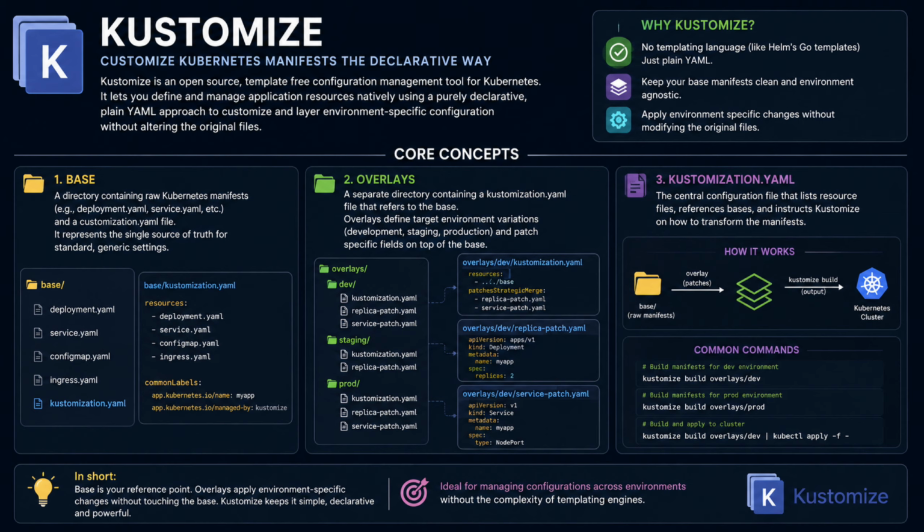Kustomize is an open source, template-free configuration management tool for Kubernetes that allows you to define and manage application resources natively. Instead of introducing a complex templating language like Helm, it uses a purely declarative plain YAML approach to customize and layer environment specific configuration options without altering the original files.